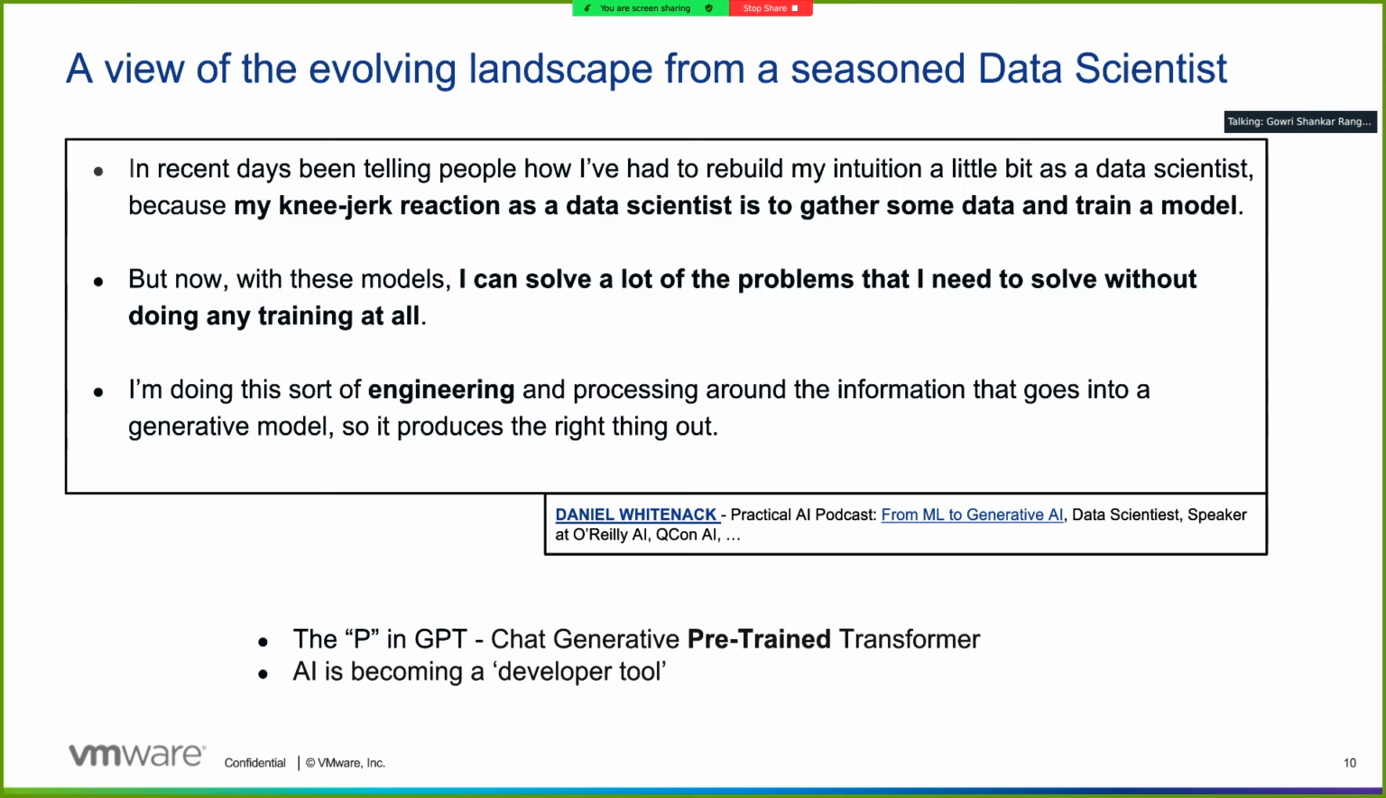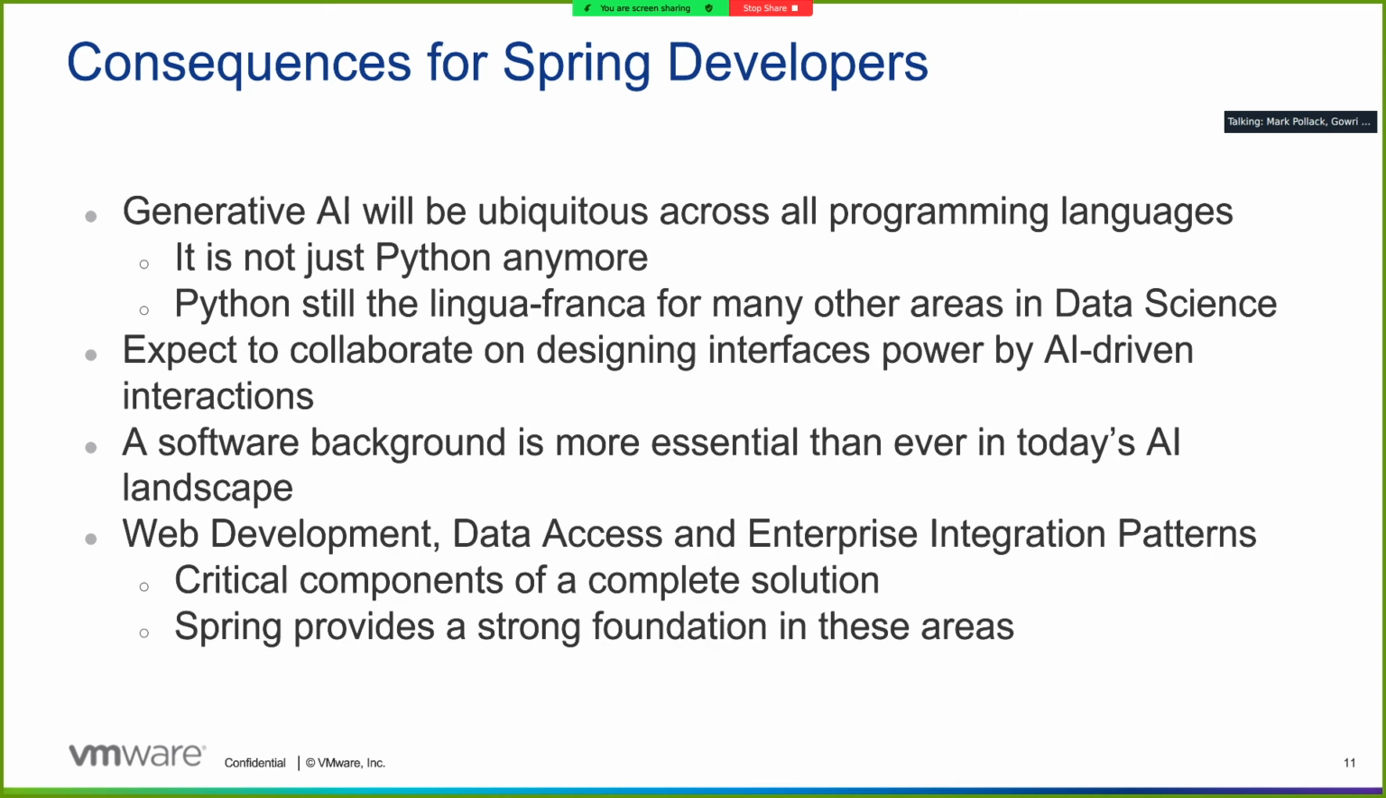And this is really, really important. And so this kind of transforms AI into being more of a general developer tool than sort of a very specialized area. So consequences, it's going to be ubiquitous. Software background, I say, is even more essential.